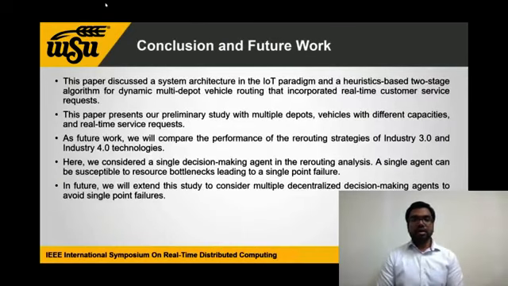In the conclusion and future work, the paper presents a preliminary study with multiple depots and vehicles with different capacities and real-time service requests, and that is the main idea behind this paper. For future work, we will be comparing the performance of the rerouting strategies of the Industry 3.0 and 4.0 technologies. We will also consider multiple decentralized decision-making agents in order to avoid single point failures.